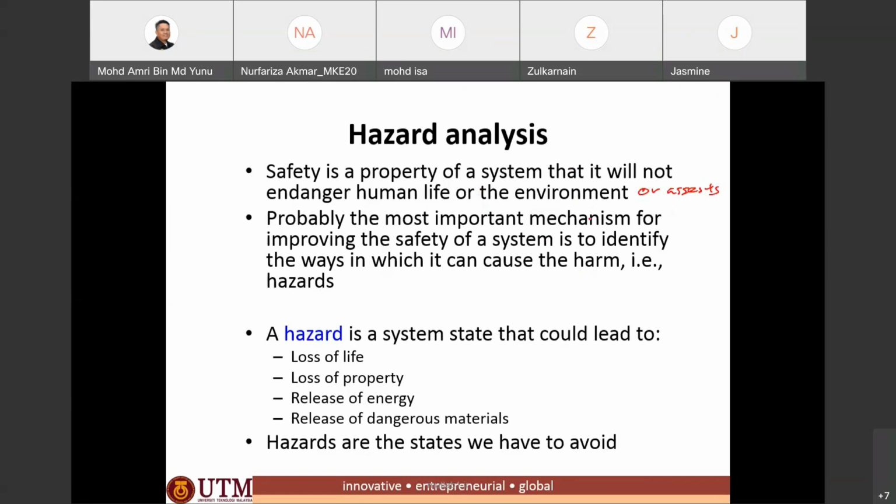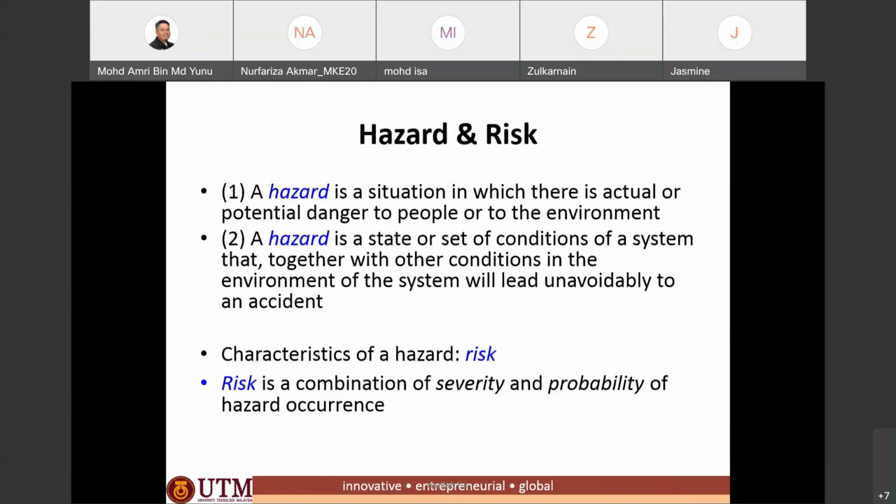The most important mechanism for improving safety is to identify the ways in which it can cause harm, or the hazards. Like I said, hazards may damage your property, and can also cause loss of life, release of wasted energy, and the release of dangerous material to the environment. So now there's a new term here. Hazards are the states that we have to avoid. So, what is hazards?